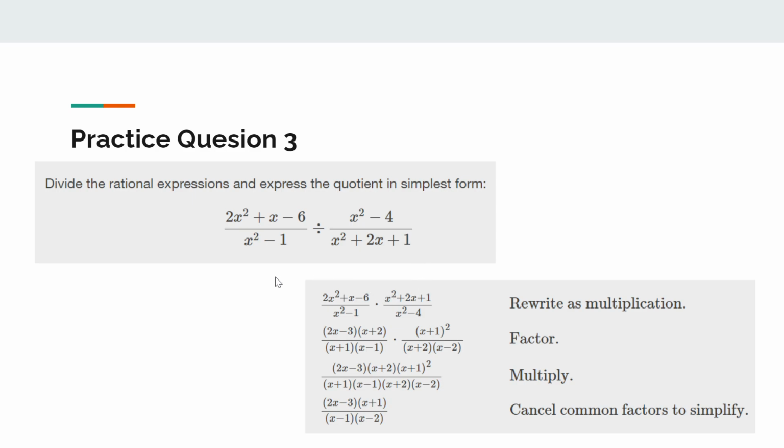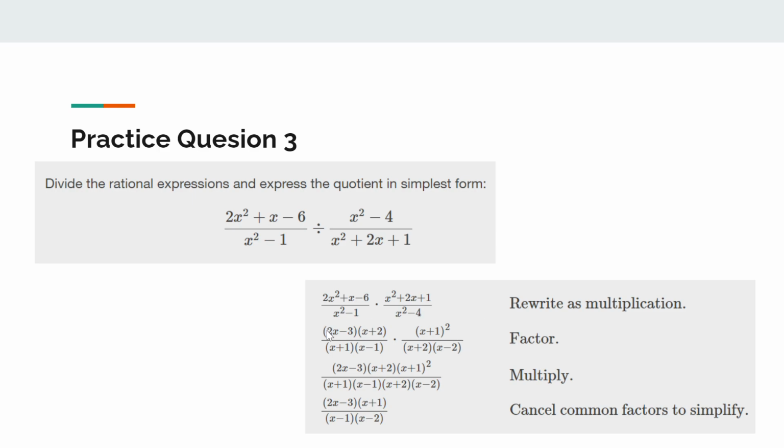So once you get this, you can start factoring the numerator and the denominator. For this one, you'll get 2x minus 3 times x plus 2. And here you get x plus 1 squared for this one, x plus 1 squared. And then for the bottom one, you get 2 times x plus 2 times x minus 2 for this one. But it's at the bottom since it's the reciprocal, and this one should be at the top, like this.